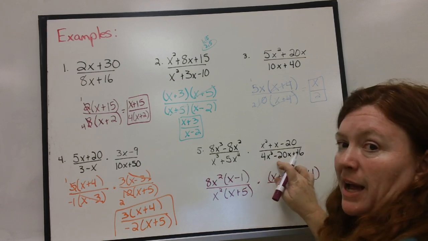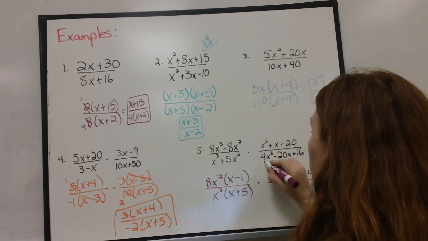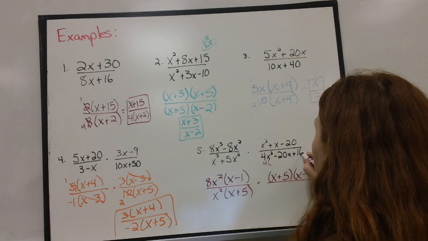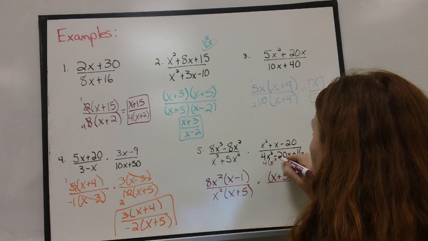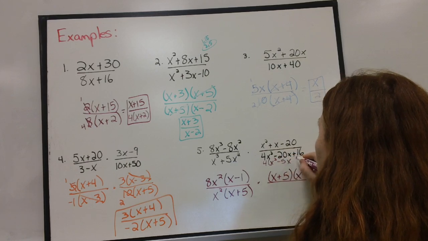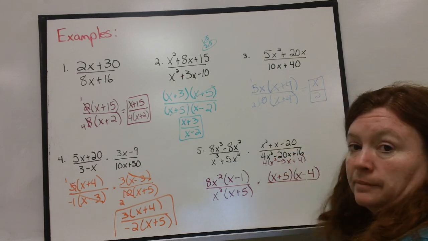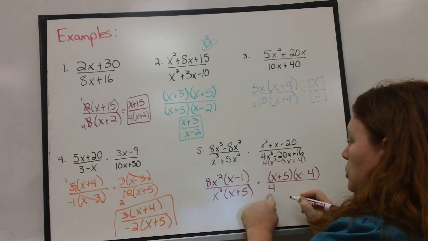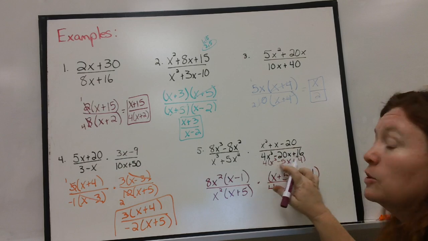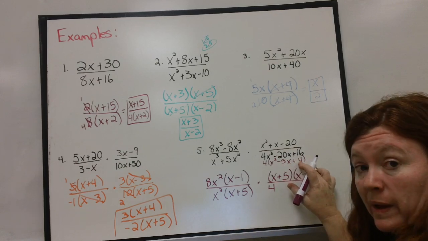This has a common factor, though, of 4. So I'm going to be a little sneaky. I'm going to just take out the 4 first. That leaves me with x squared minus 5x plus 4. So I have the 4 from here, it comes straight down. This can still be factored into 2 parentheses.